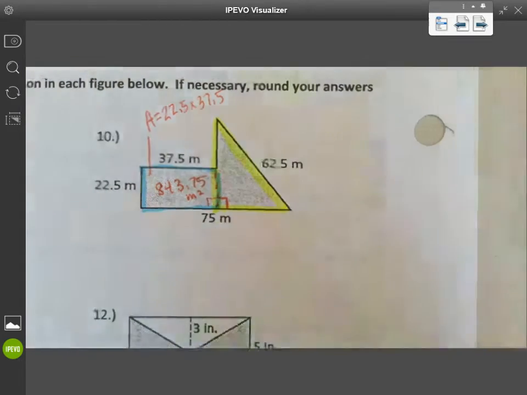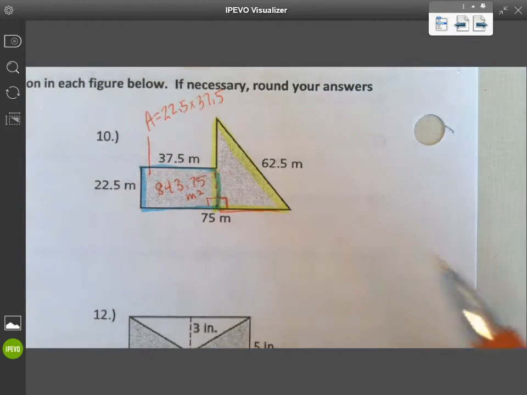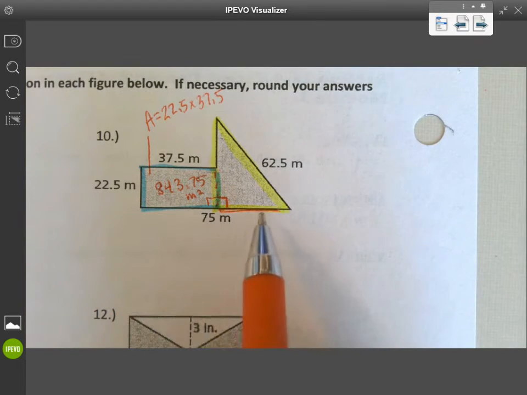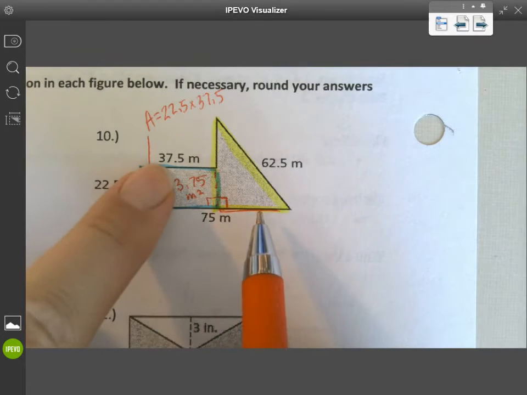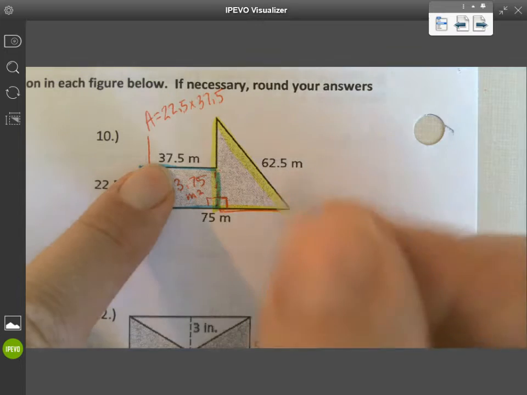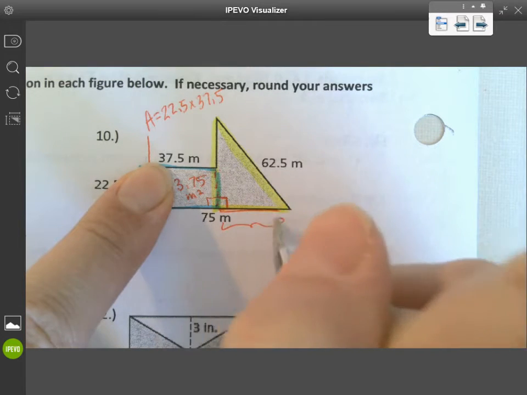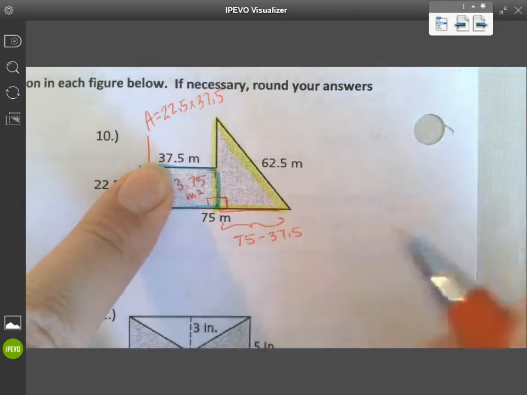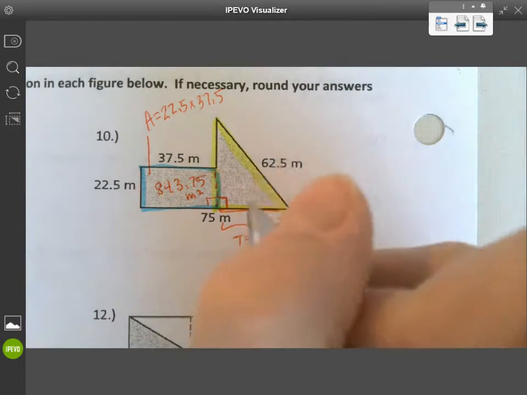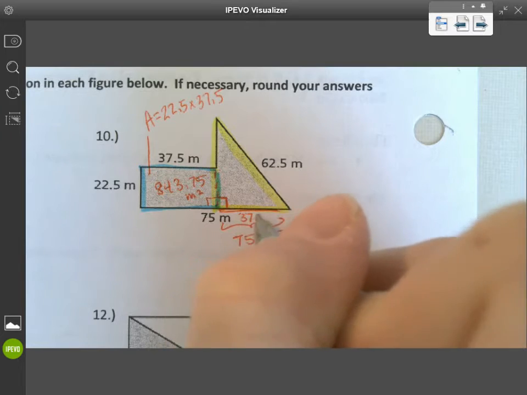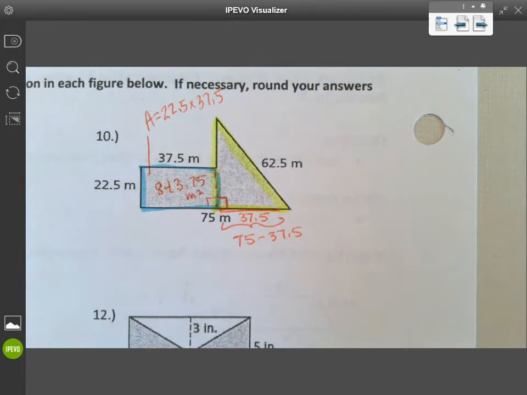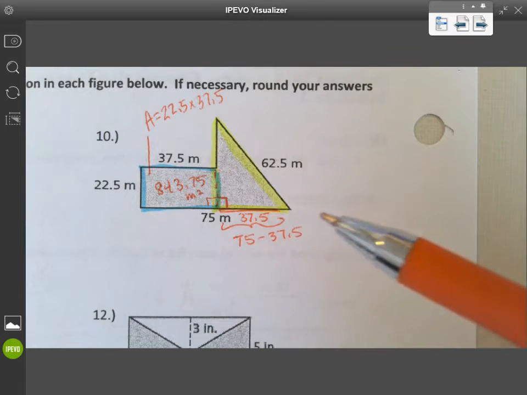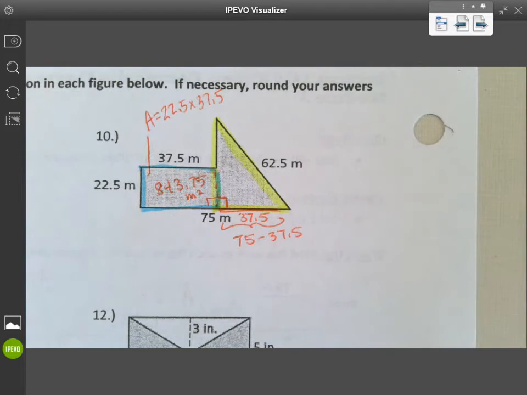So what would be the base of my triangle? Well, if this whole thing is 75, when I take off the 37.5, so this piece right here is 75 minus 37.5. And what do you get? You actually should get 37.5. It actually is half of it. Now, we don't know that. We can't guess that. We can't look at it and think it's half. We have to do the math. I still don't know the height, guys.